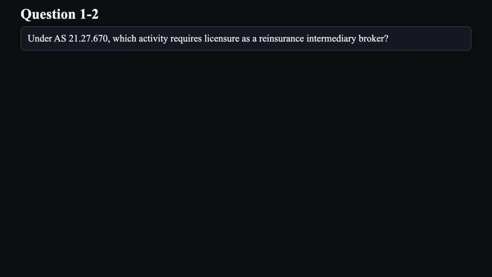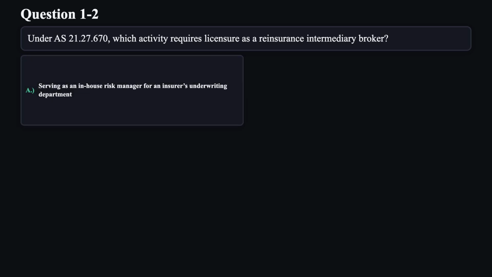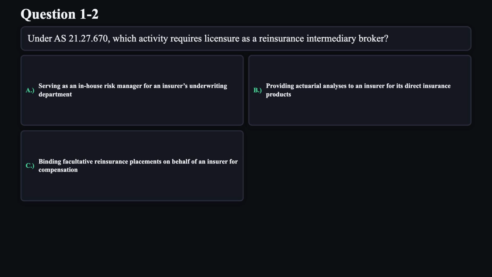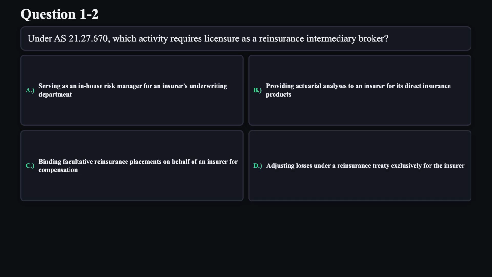Question 2. Under AS 21.27.070, which activity requires licensure as a reinsurance intermediary broker? A. Serving as an in-house risk manager for an insurer's underwriting department. B. Providing actuarial analyses to an insurer for its direct insurance products. C. Binding facultative reinsurance placements on behalf of an insurer for compensation. D. Adjusting losses under a reinsurance treaty exclusively for the insurer.